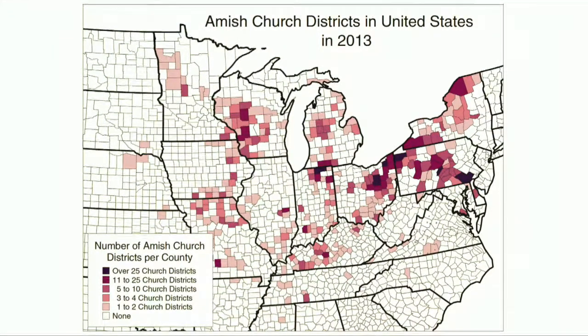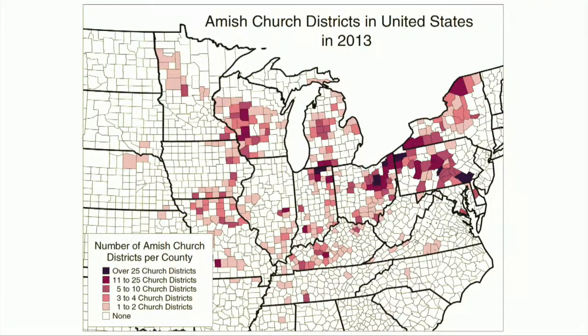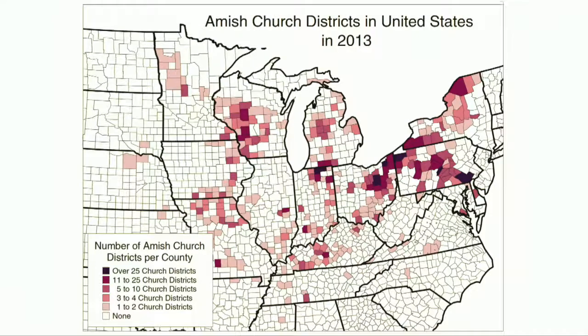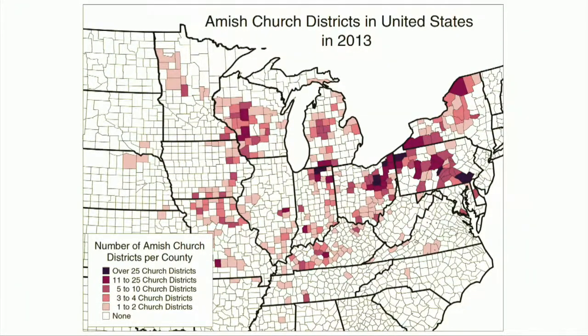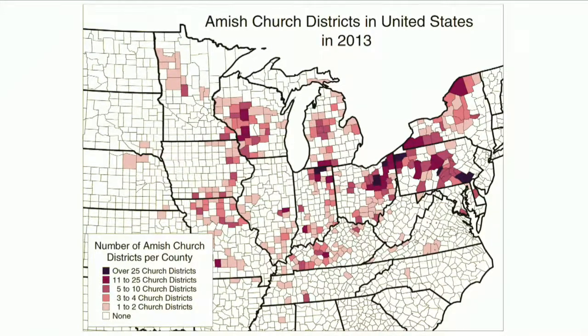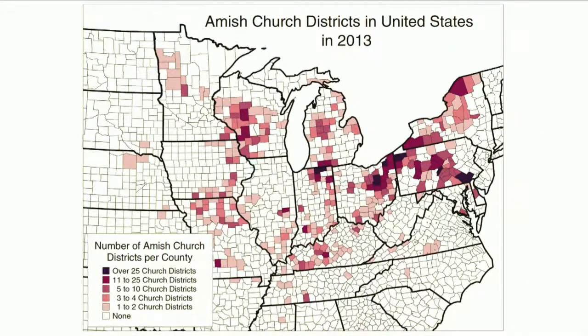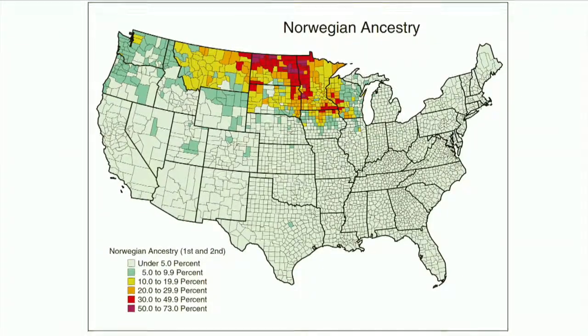There is a branch of the Mennonite Church, which is a Protestant denomination originally from Europe, specifically German-speaking and Dutch-speaking parts of Europe, and they are concentrated in the northeast around the Canadian border. There are many Amish communities also in Canada.